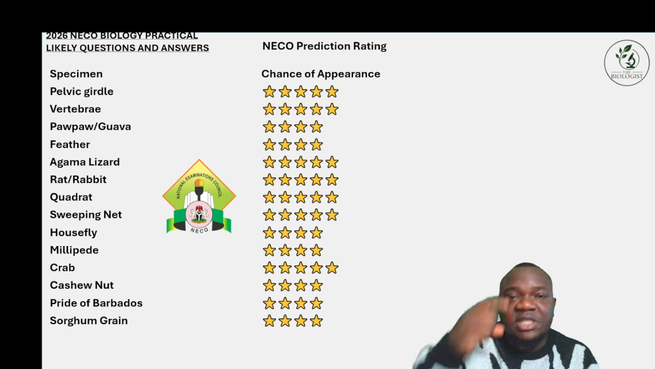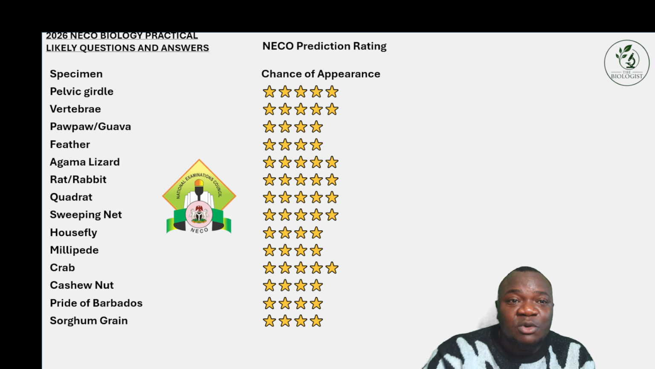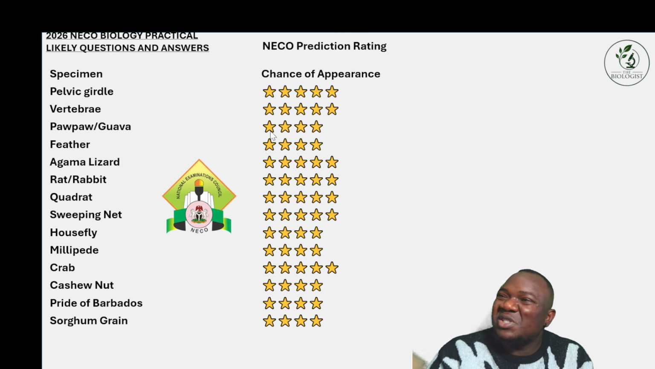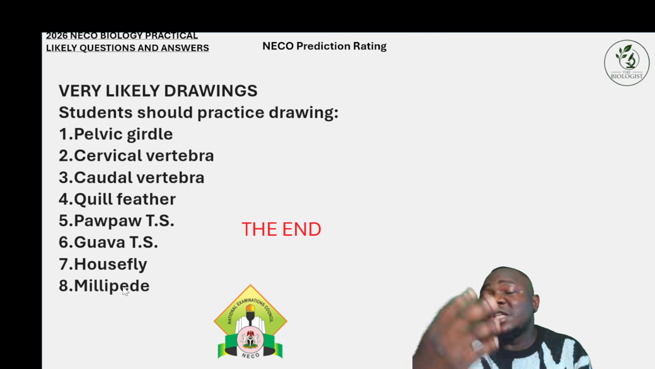In terms of the specimens and the chance of appearance, this is a NECO rating, just to let you know that you have to learn. It may not be correct, but this is just my own rating. The pelvic girdle is likely to come out, you have more questions from there. Vertebrae, very important, you get more questions from vertebrae. Then Pawpaw and Guava, fewer questions, just presentation, types of fruits and whatnot. Agama lizard, they ask more questions about this, and rabbit, quadrant, sweep nets, and the housefly. Millipede, then you have your crab, they ask questions on them. But you just have to learn everything anyway.